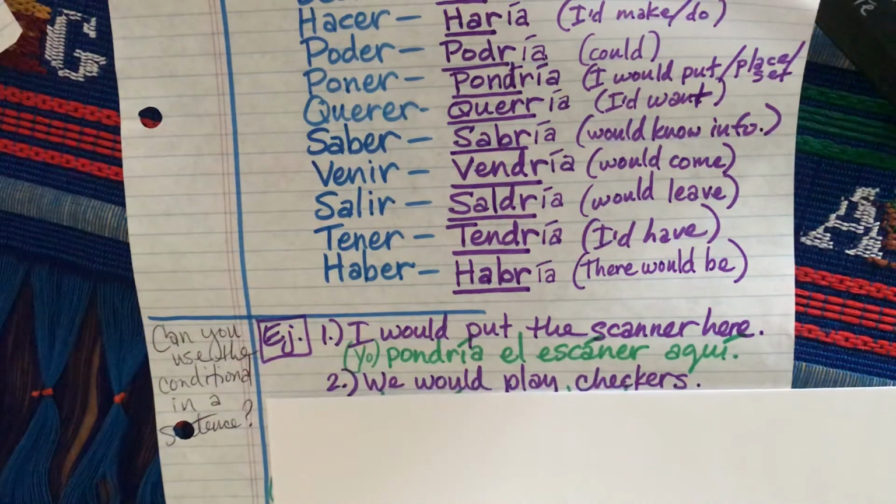Let's try another one. Number 2, we would play checkers. I'll pause for a minute while you think of how you would say that. Checkers. Damas is checkers, by the way, new vocab. We would play, jugar.